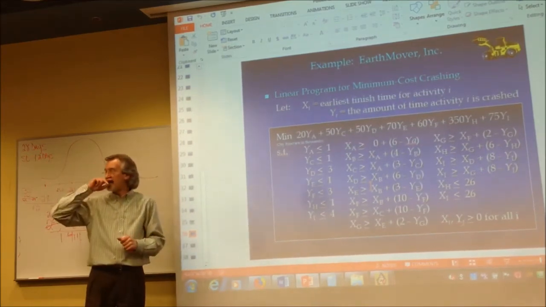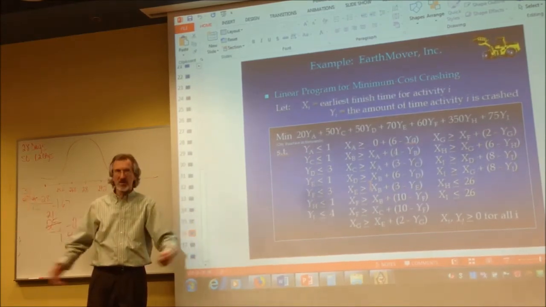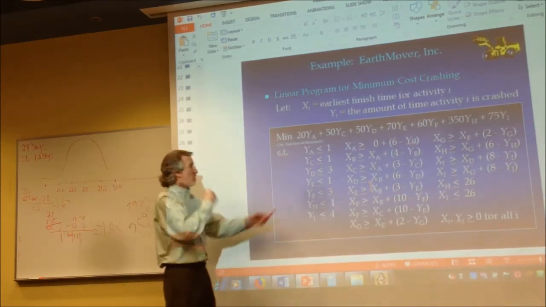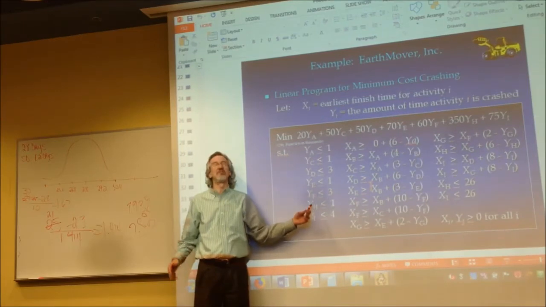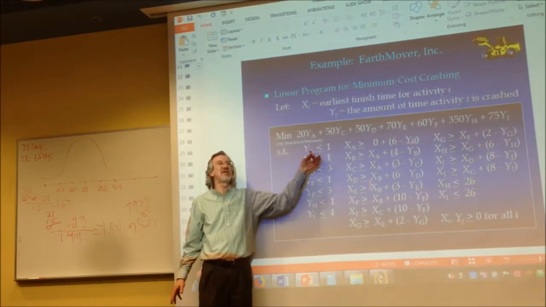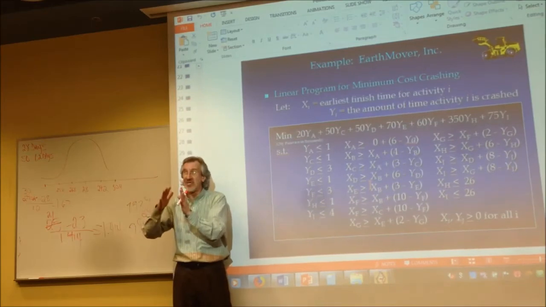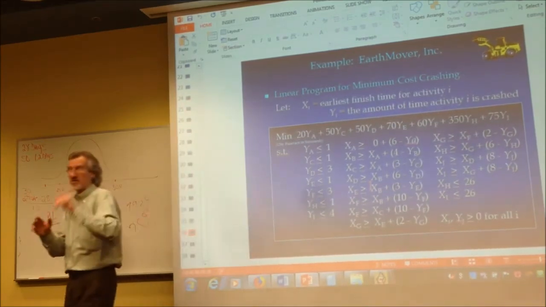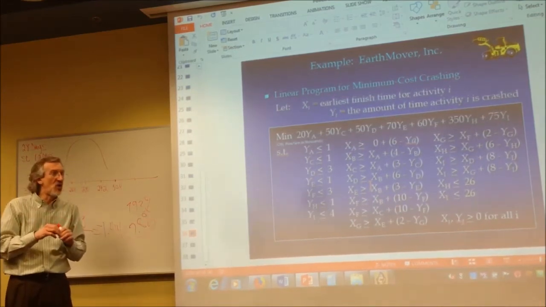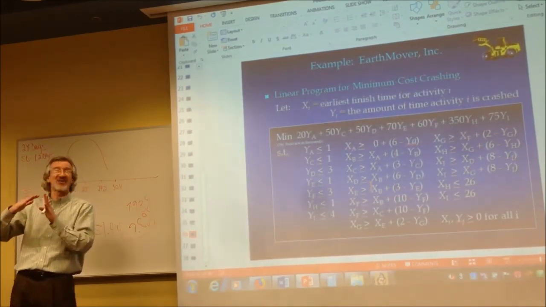So if there's 6 activities, how many variables? 12, exactly. There's 10 activities, how many variables? 20. 2 variables for every activity, an X variable, a Y variable. The Y constraints are always less than or equal to however many units of time that activity can be reduced in time. That's what crashing is all about, which I'm about to tell you. So the Y constraints are always less than or equal to however many units of time that activity could be reduced, called crashed.